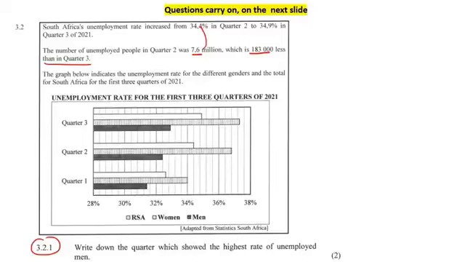So for example, in quarter 1, that's January up to March. If you look at the key here, the dark gray is men. So about 31.5. I'm just guessing for now. About 31.5% of all of the men who could work were unemployed.